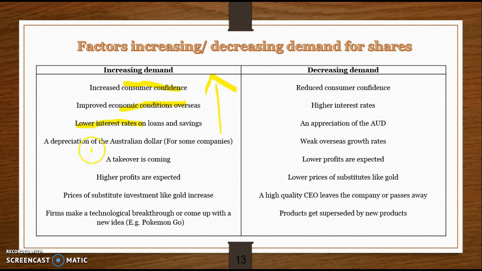A depreciation of the Australian dollar, that's good for a lot of companies that are exporting, because then basically foreign currencies will have more purchasing power to buy Australian products. So when the Australian dollar is low, people overseas want to buy Australian products, and therefore companies make more money. So if we're involved in the exporting of tourism, education, any form of mining, all of those companies will benefit when the Australian dollar is low.